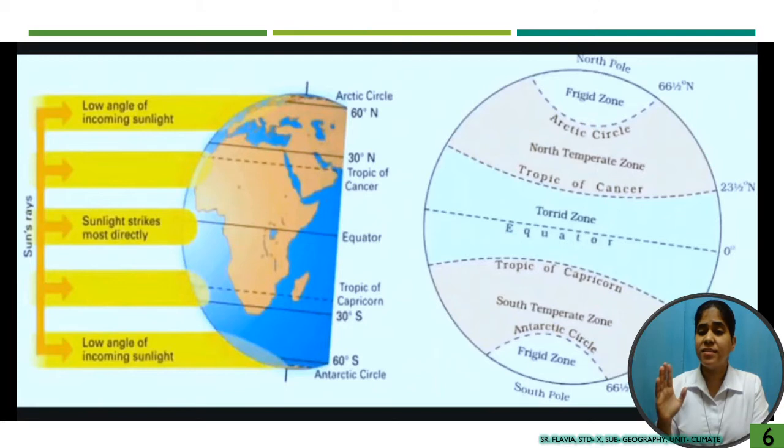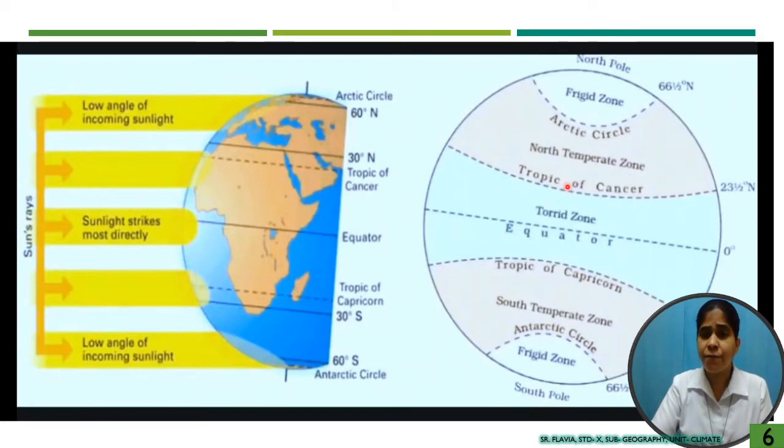Now, before we study in detail about the climatic conditions of Brazil and India, we shall study about the heat zones in the world. This represents the globe. This is the equator. This is the Tropic of Cancer and this is the Tropic of Capricorn. The regions between the Tropic of Cancer and the Tropic of Capricorn get maximum sun rays. So the heat is more in these regions.